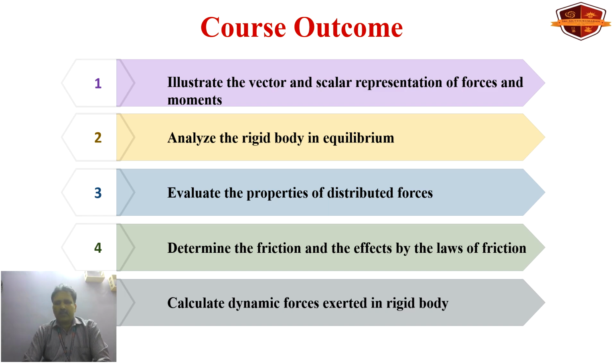As for the course outcome, we have already seen the objectives of the course. The same outcomes: after studying this course, the student must understand the vector and scalar representation of forces and movement. They will study analysis of rigid bodies in equilibrium and get more idea in that. They will also learn the properties of distributed forces. These are the outputs the student may get after going through every topic of the units I presented in the previous slides. Then finally, calculation of dynamic forces also.